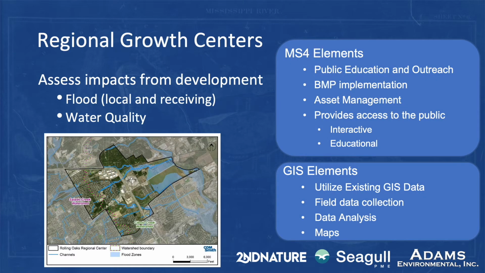The city of San Antonio, as part of their planning efforts, had identified regional growth centers where high rates of growth were expected over the next 20 years. SARA has completed 3 assessments to evaluate the impacts of development on flooding and on water quality. The slides that I'm presenting are primarily focused on the assessment that was completed for the Rolling Oaks Regional Center, so one of the 3 assessments. An image of the center is shown here on the slide, so you can see the area that we studied.